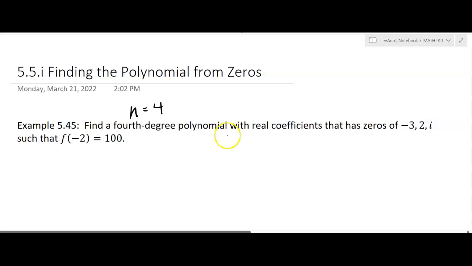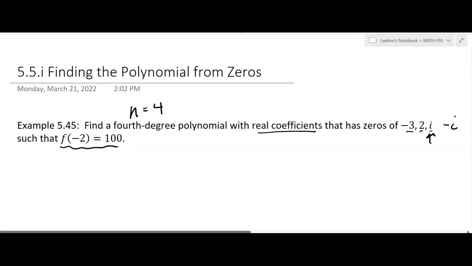All right, so find a fourth degree polynomial with real coefficients that has zeros of, and then they give us these zeros, -3, 2, and i. Now that's only 3 zeros, and we need 4 zeros. But from the complex conjugate theorem, if i is a 0, then -i is also a 0. Okay, so i is an imaginary number, and so it's a complex number in a plus bi form where b is not 0, and therefore its conjugate is also a 0. -i is a 0.